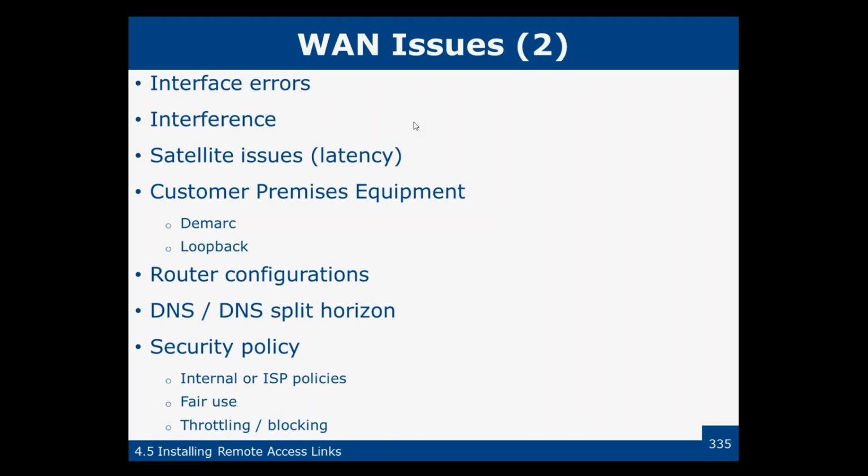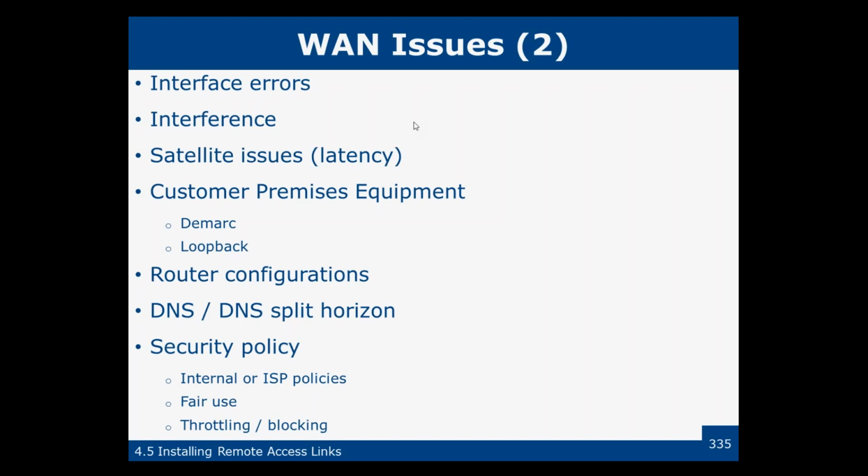Customer premises equipment is on the ISP side of the DMARC. The loopback on this, I think, is when you can test the line with a loopback connection, that the ISP can do that.